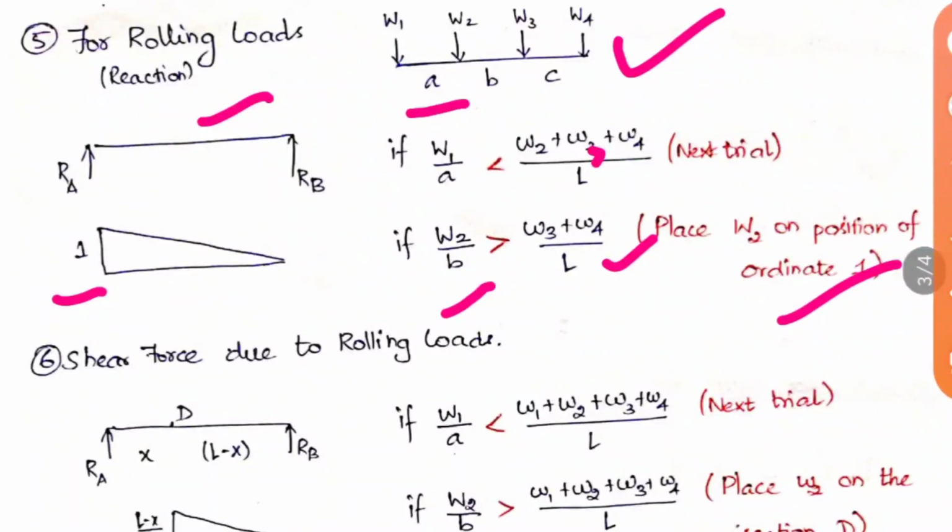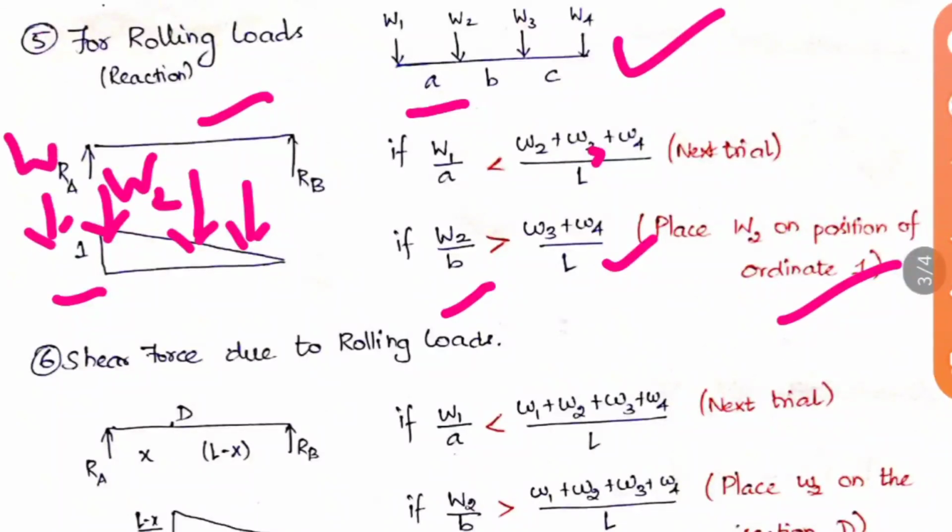So you have to place W2 here and W3 and W4, and W1 is also placed here, but it won't give any reaction because there is no ordinate at that point. Okay, so this is how we should be placing the loads here.